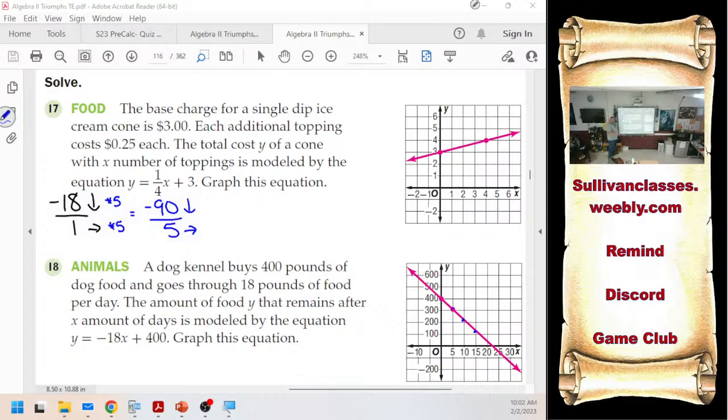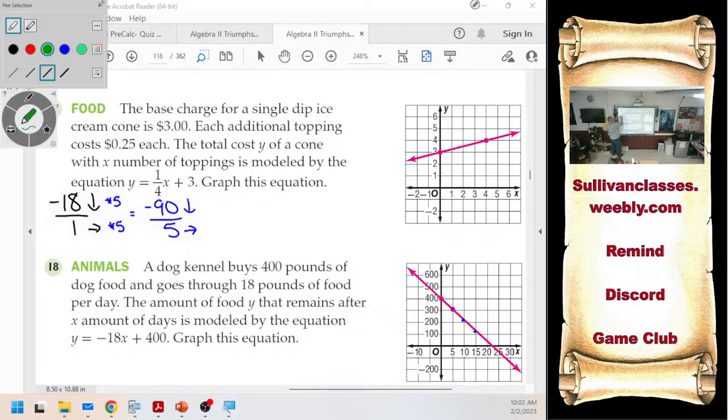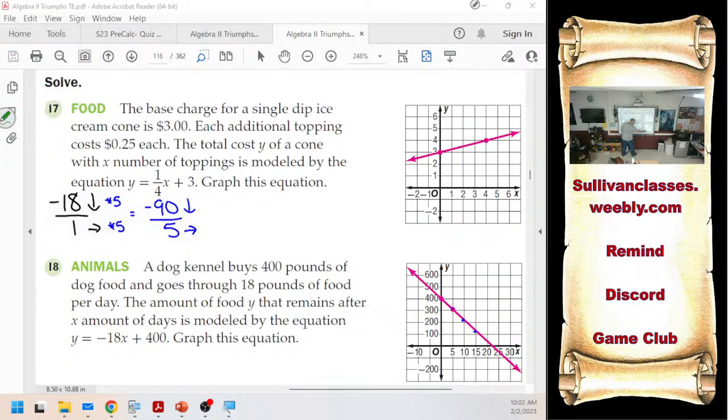Another way would be to just find one more point. Real easy. Pick one of these numbers, right? That's how we do tables. We always pick numbers that are on the graph. So just pick another point somewhere on the graph. Pick, I don't know, 20. And find the y that goes with it.